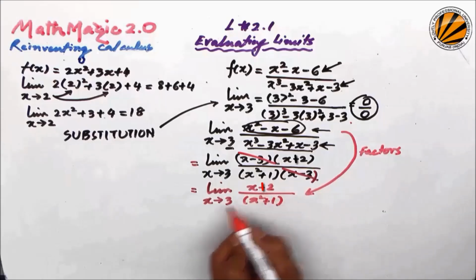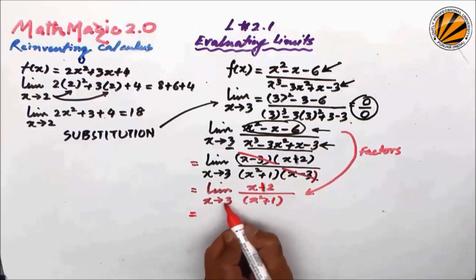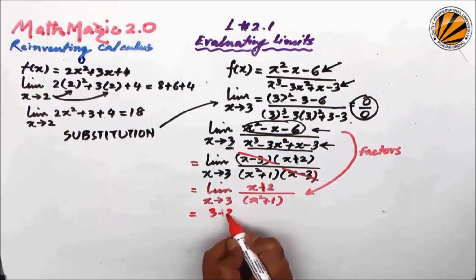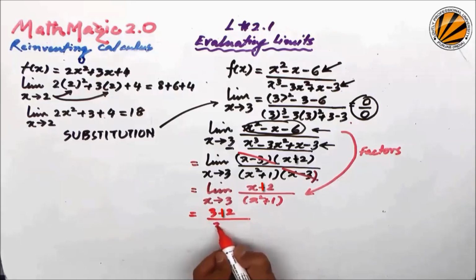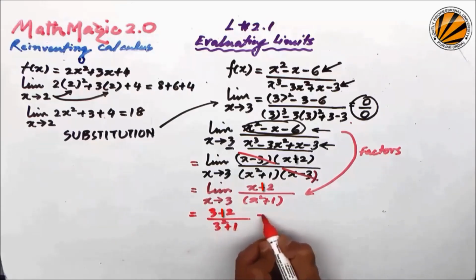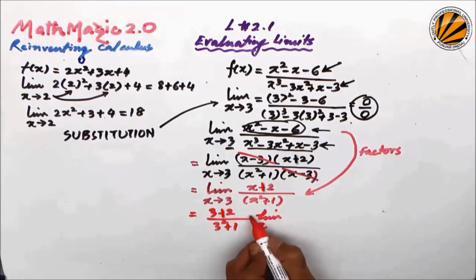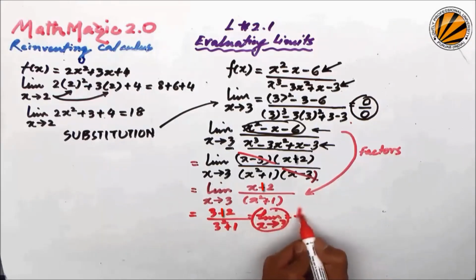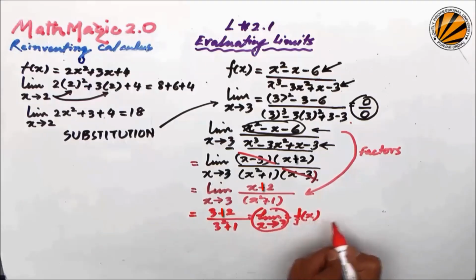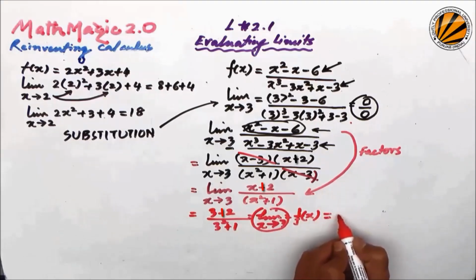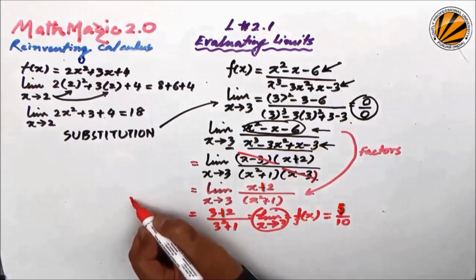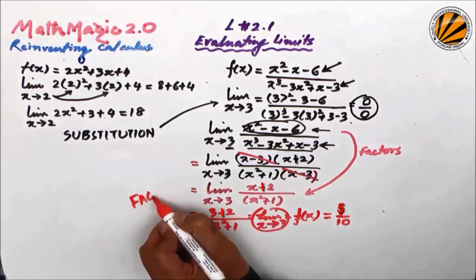Now over here we can substitute 3, so 3 plus 2 and then 3 square plus 1. So for this particular limit, where x is approaching 3, the function which was in focus, we have factorized and found that the limit comes out to be 5 by 10. This method is known as factorization.